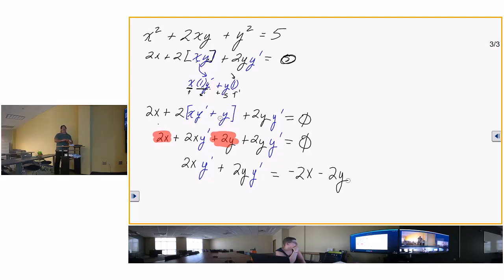Remember, you're not solving for x or y in implicit differentiation. You're solving for what? Y prime. That's why I make the y prime blue.